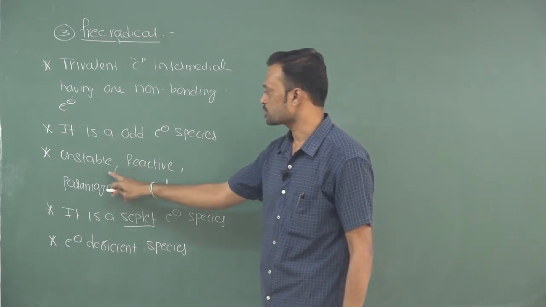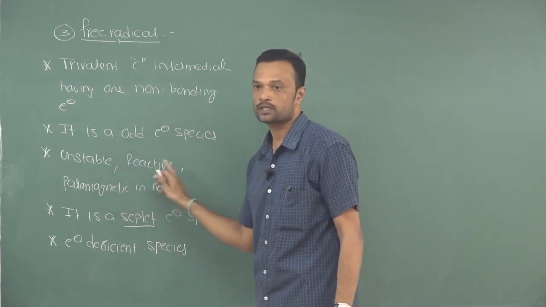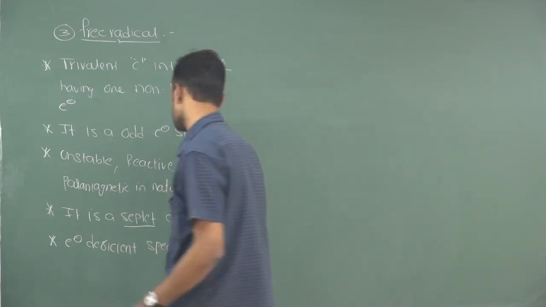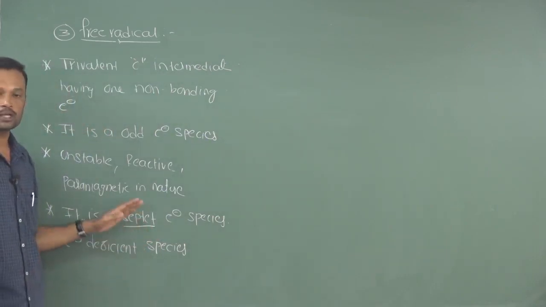Now it is unstable and reactive. Due to one non-bonding electron, it is unstable and reactive, and finally we can say paramagnetic as well as a septate electronic species. So it is electron deficient. Why is it electron deficient? Due to the presence of only 7 electrons.